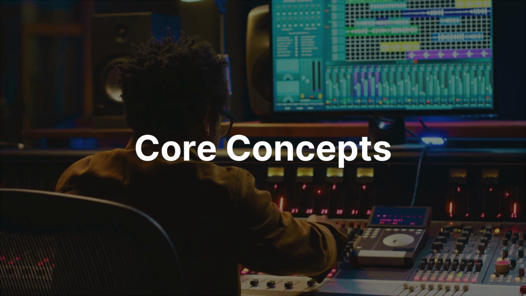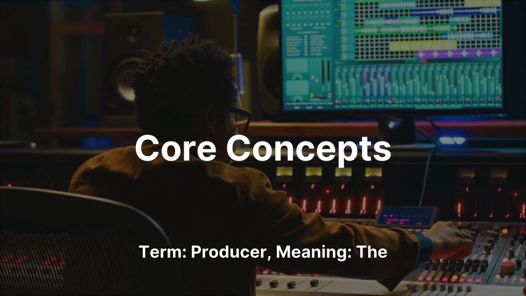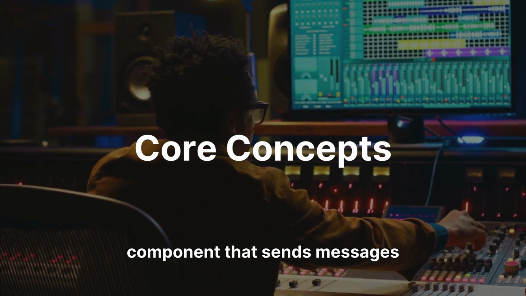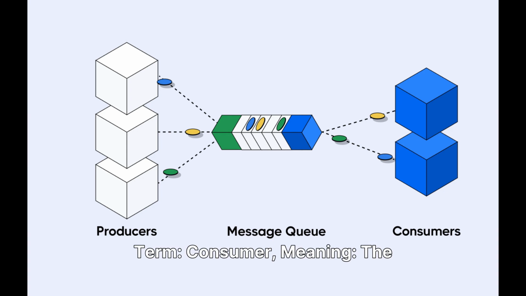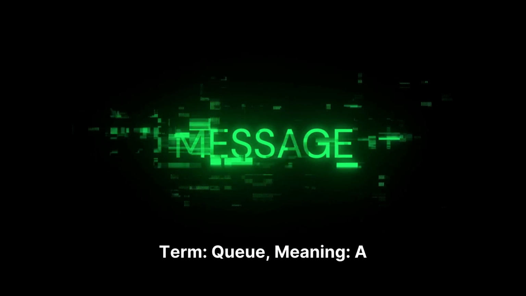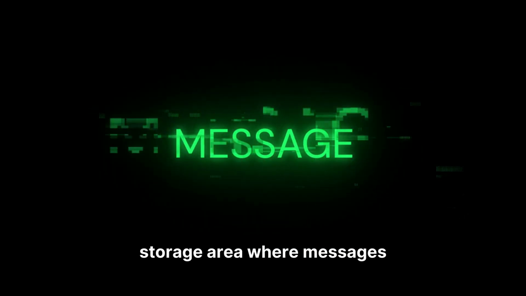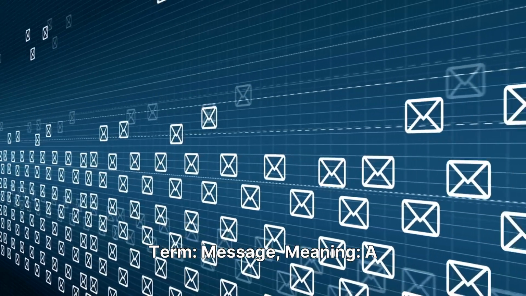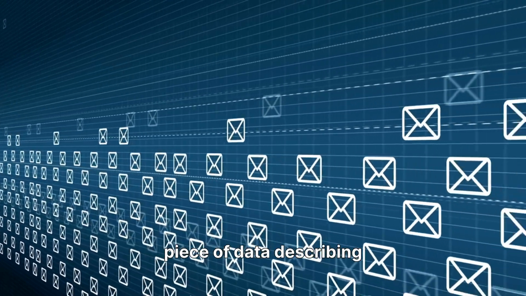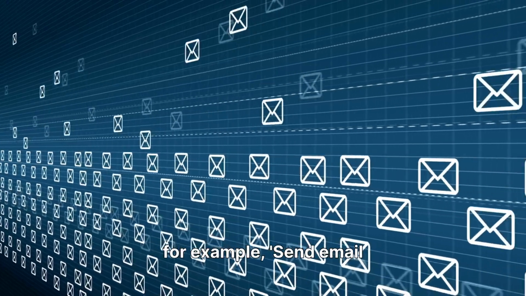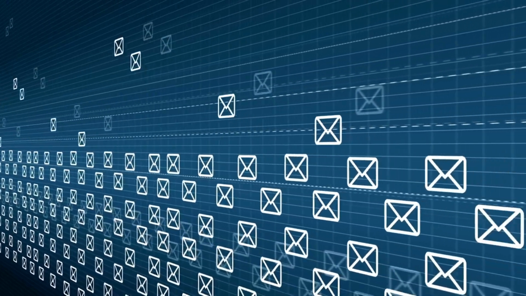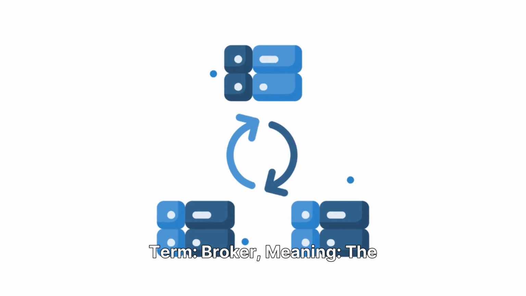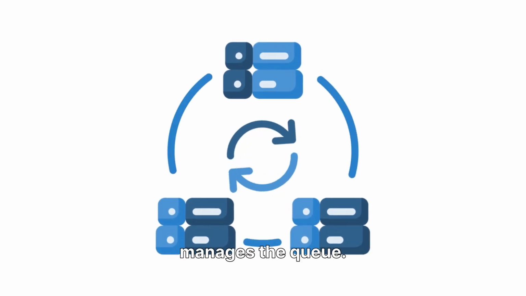Key concepts. Term: producer. Meaning: the component that sends messages to the queue. Term: consumer. Meaning: the component that receives and processes messages from the queue. Term: queue. Meaning: a storage area where messages wait until processed. Term: message. Meaning: a piece of data describing a job or event, for example, send email to user. Term: broker. Meaning: the server or system that manages the queue.